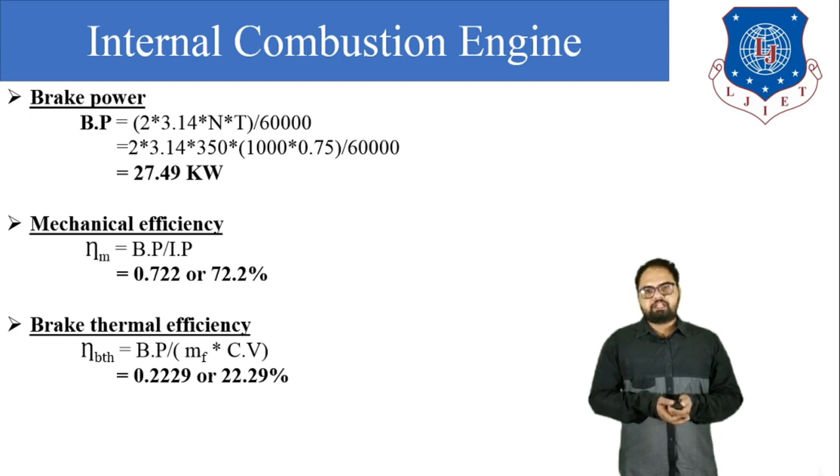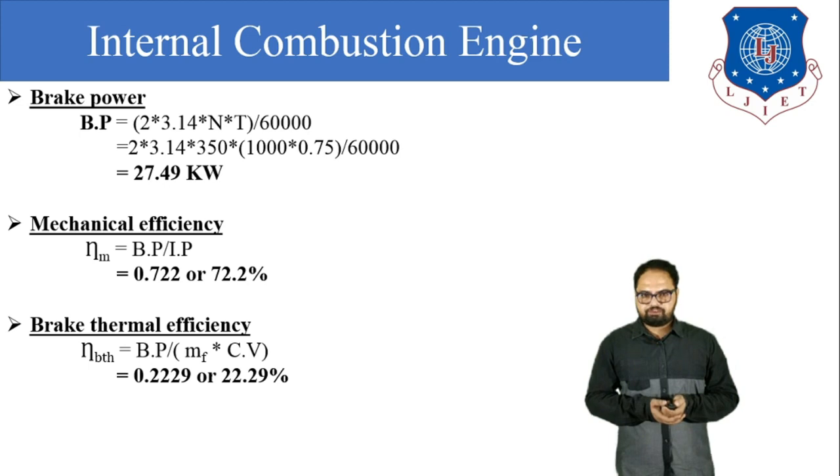Next is brake thermal efficiency. Brake thermal efficiency eta BT is equal to BP divided by mass of fuel multiplied by calorific value. By putting the values of BP, mf and CV, we get brake thermal efficiency as 0.2229, that is 22.29 percent. So this is all about this numerical. If you have any queries in this numerical, you can write them in the comment section.